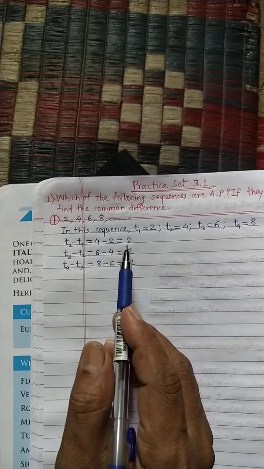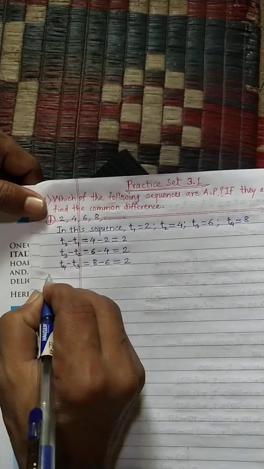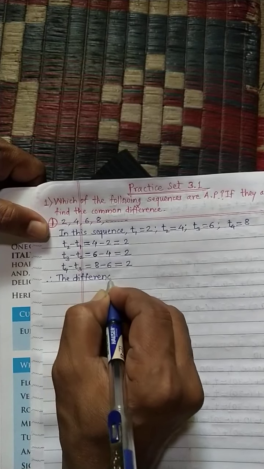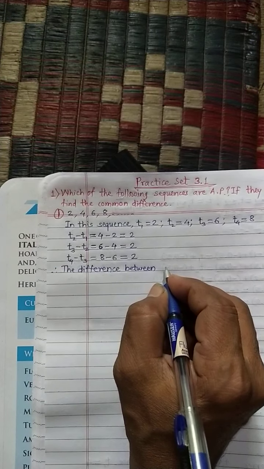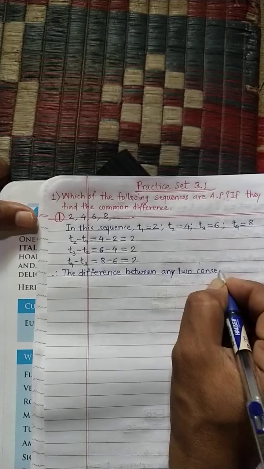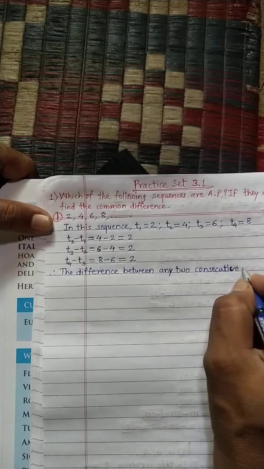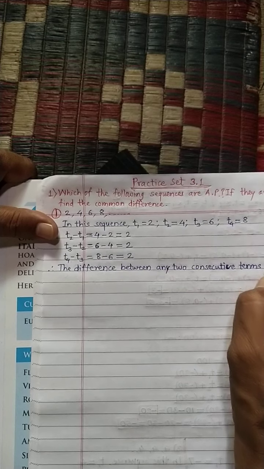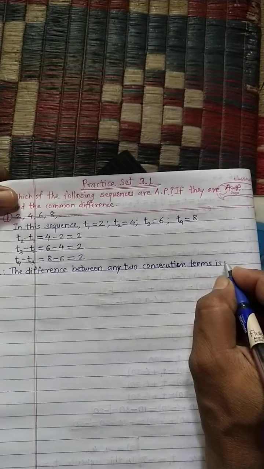So the difference between any two consecutive terms is constant.